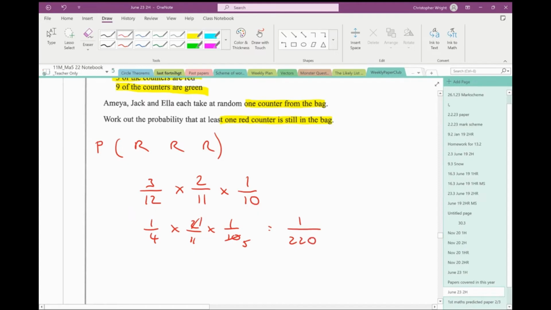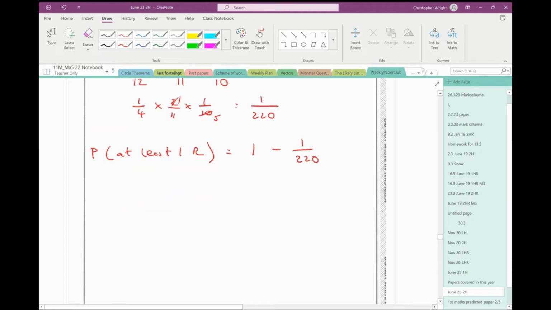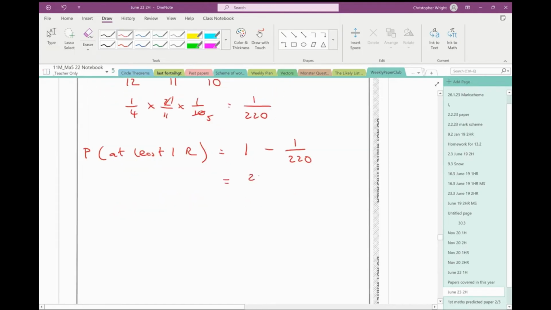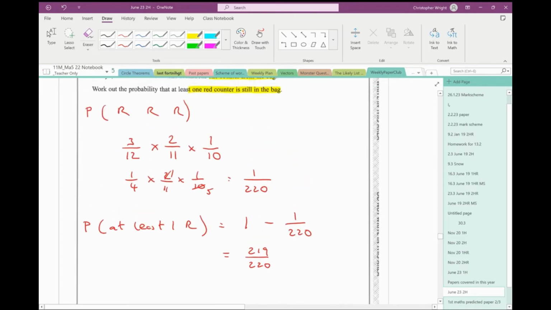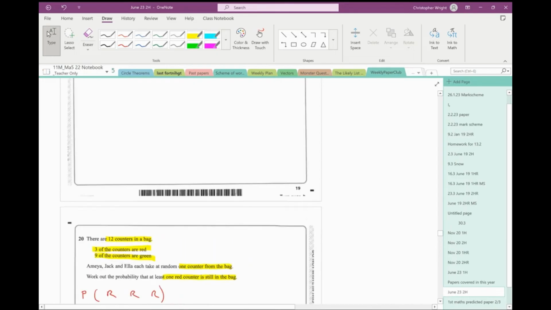Okay, so that's the probability that all the red counters have gone. There are no red counters. So the probability that there is at least 1 red is 1 minus 1 over 220. So the answer is 219 220ths. The answer is it's pretty likely that at least one counter is left in the bag.